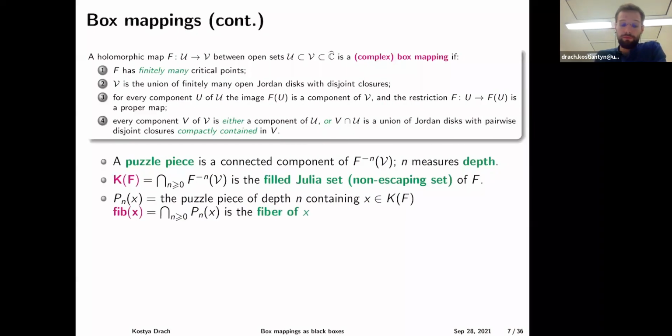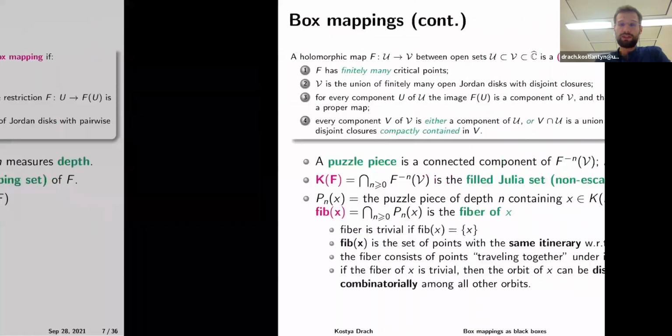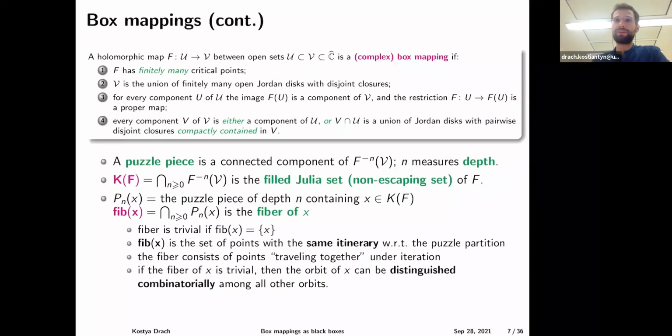Another useful concept is that of fiber. For that, if P sub n of x is a puzzle piece of depth n containing some point x in the filled Julia set, then the fiber of x is the intersection of all puzzle pieces containing my point x. This is a very useful object to think about because it has a lot of proper dynamical interpretations. First, we say that the fiber is trivial if this fiber consists of the point x itself.